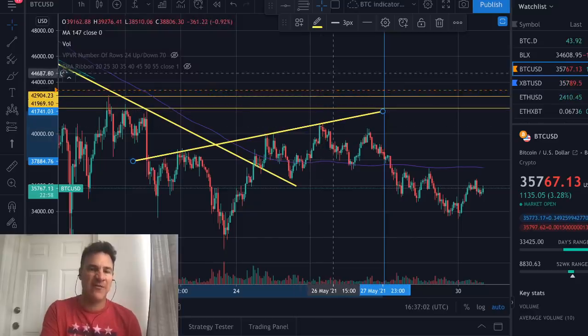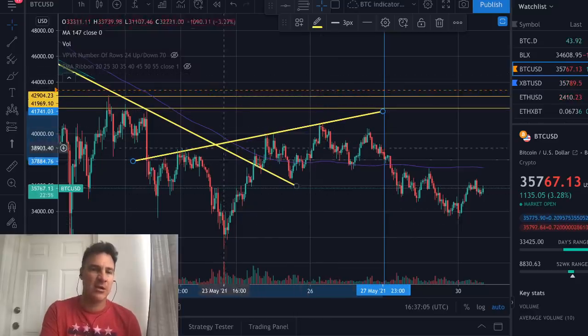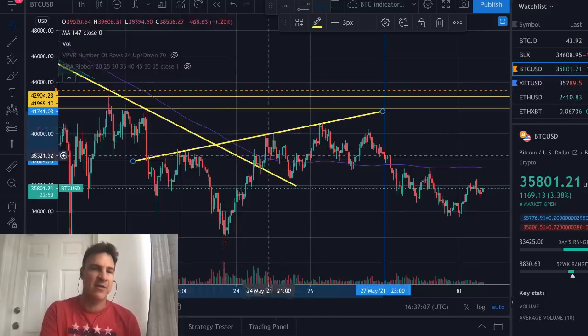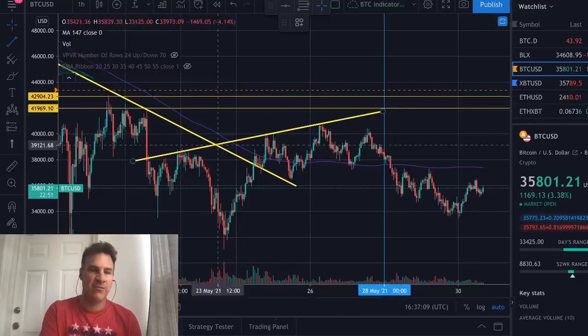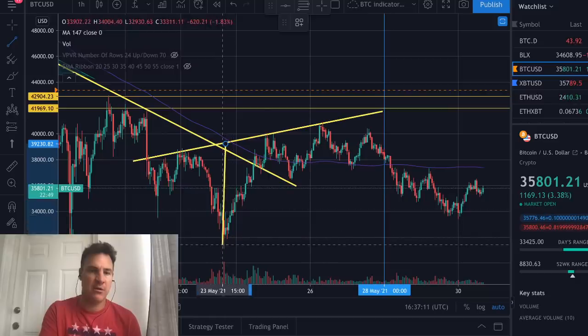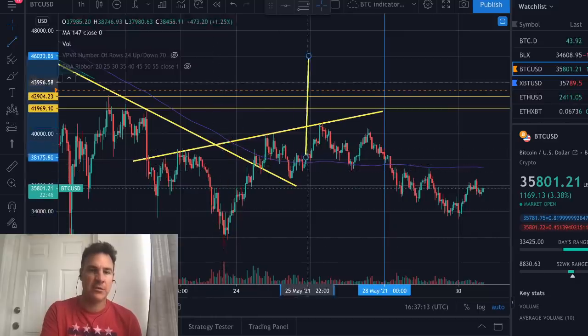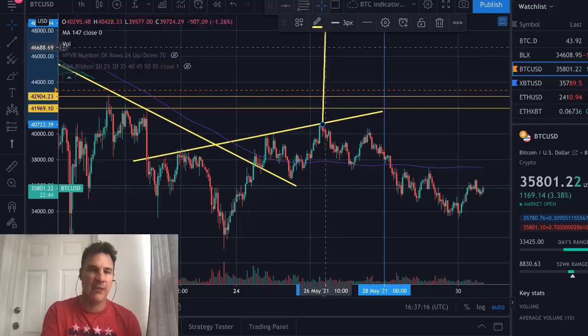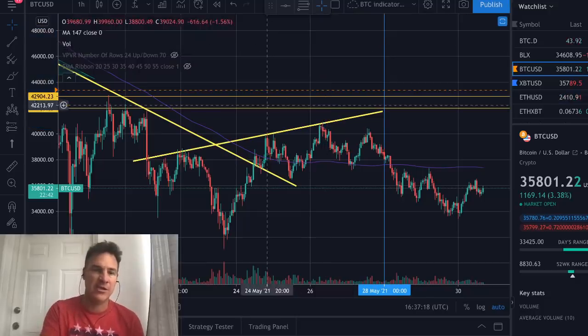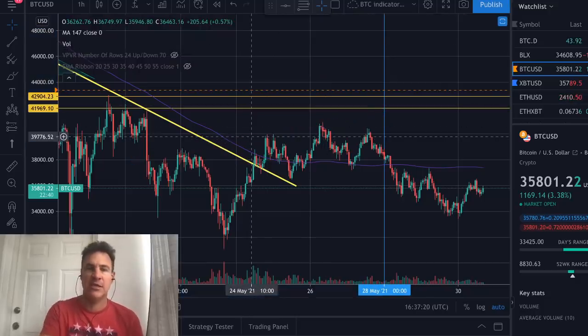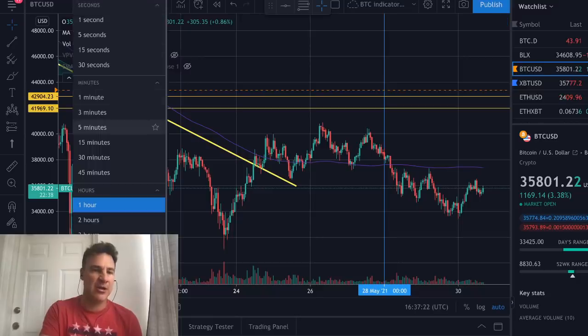And when that pattern confirms, the target is this height here. So I'll show you that. We go from there to there. And if it breaks through, then that would put the price target up here. But it didn't break through, so the head and shoulders pattern never materialized. Let's go back and check out the other one.